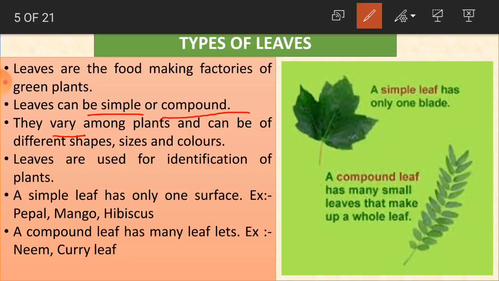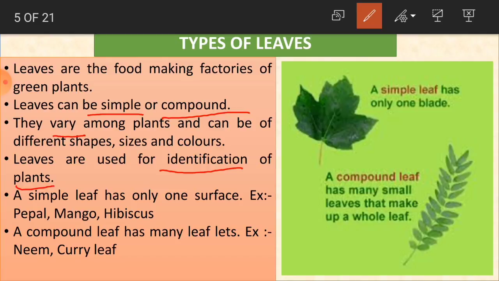Leaves are used for identification of plants. Yesterday we were talking about coriander leaf, curry leaves, mint leaves. How can we identify that this is coriander, this is mint, this is curry leaf? By seeing the leaf. The leaf itself is the identification of the plant. By seeing the leaf, we can say that this is this plant. So leaves are used for identification, like finding out their name, to which plant they belong. Clear, children?